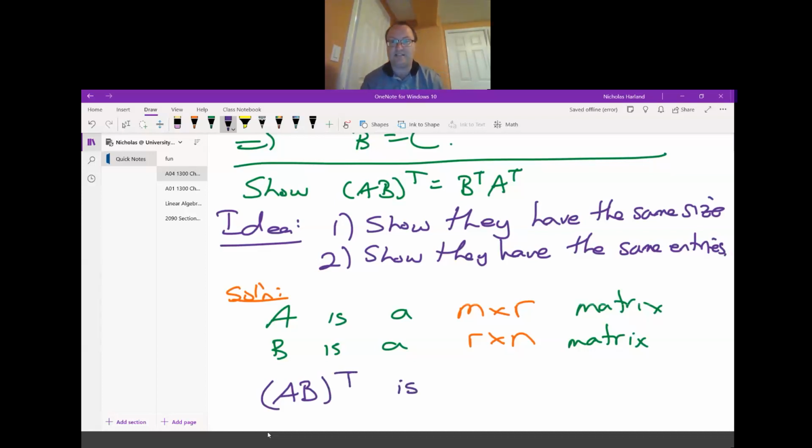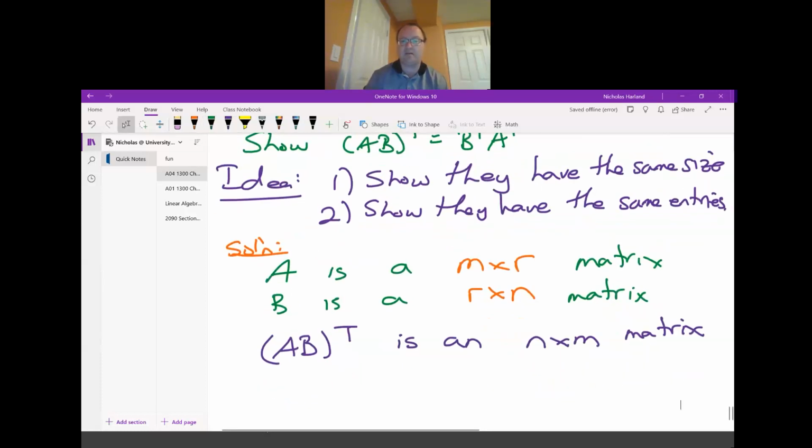So what is the size of A times B transpose? All right, it would be N by M matrix. So AB would be M by N. The transpose would flip the rows and the columns. So N by M. All right, beautiful. So that's our left-hand side.